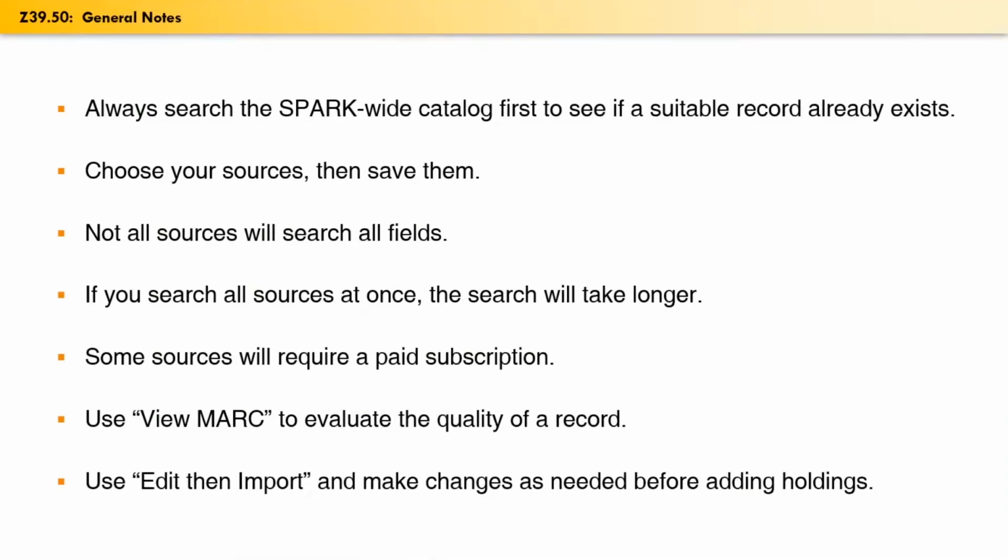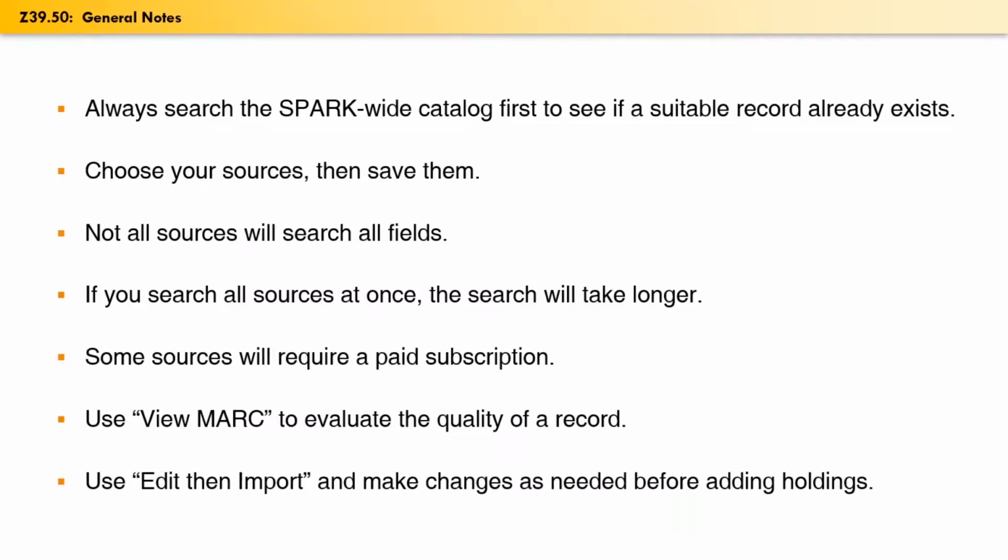To start off with, let's go over some general points about Z39.50. Before you even start to think about using Z39.50, always check Spark first to see if a suitable MARC record is already there. If so, attach your holdings to the existing MARC record. I kind of feel like I'm sounding like a broken record now, but the point can't be overemphasized. Look in Spark before you look anywhere else.